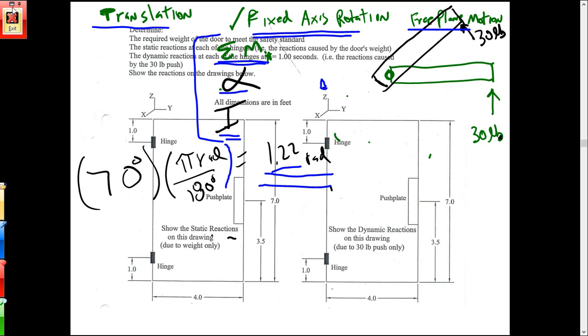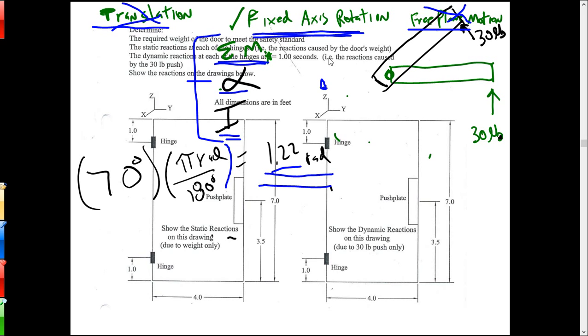Now we realize that we've got motion, acceleration, moments, things like that. So we know we're doing kinetics. There's 3 kinds of kinetics. And this isn't translation, and it's not free plane motion. It's rotating about the hinges. So it's fixed axis rotation. So we're kind of narrowing in on how we approach this. And I think what we want to do next here is find alpha. So why don't you pause here and see if you can find alpha.